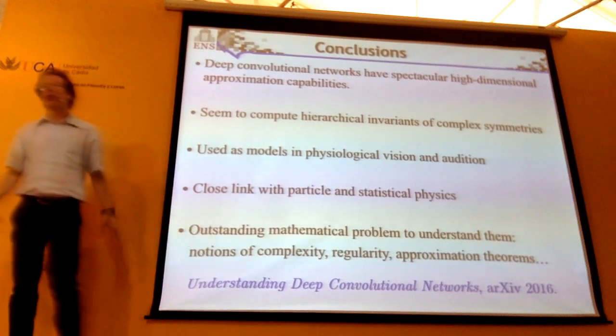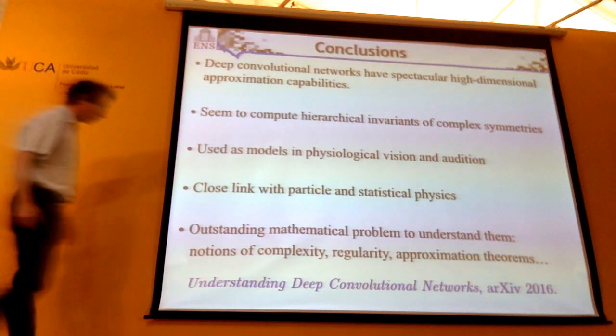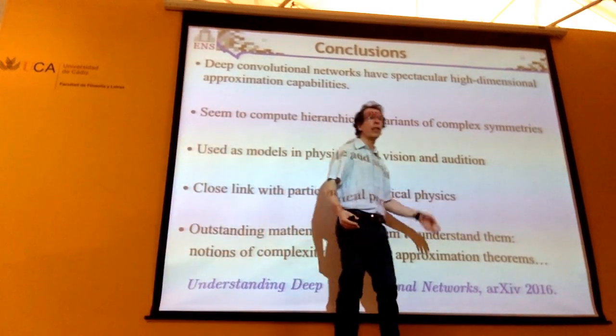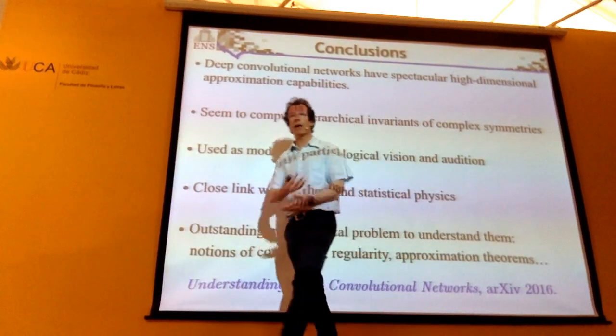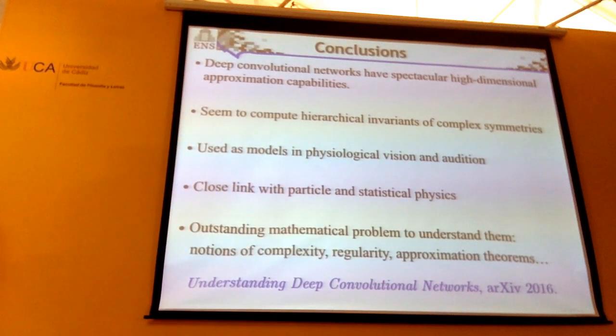And as a last word, there really are outstanding problems. I just described a way to think, to phrase the problem. But again, not the mathematical solution of the problem. A mathematical solution would require knowing the notion of complexity, regularity, approximation theorems, functional classes. I didn't describe any of these. All this is very obvious. And that's, again, the paper which basically summarizes a lot of these ideas. Thanks very much.